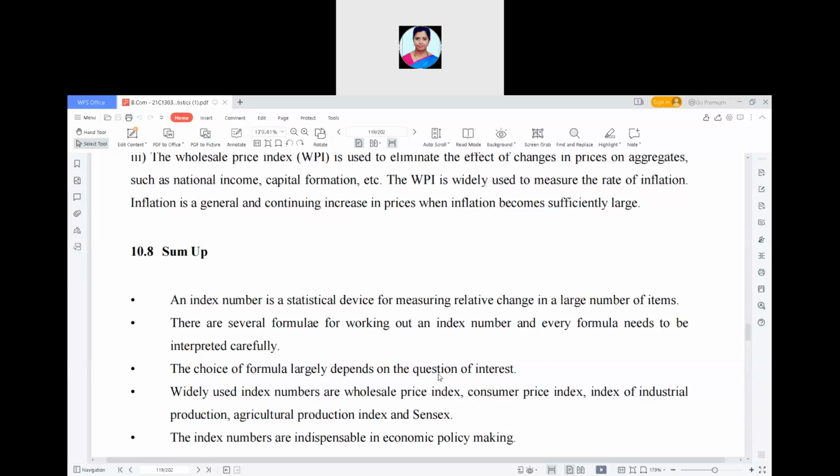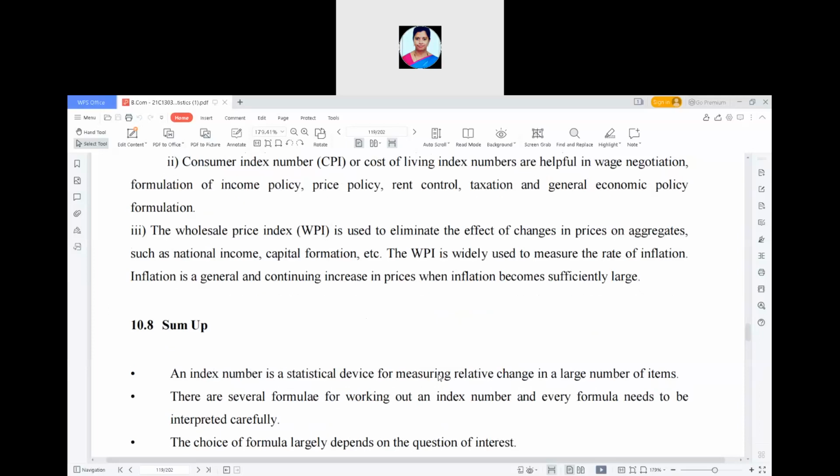The choice of formula largely depends on the question of interest. We are familiar with the use of index numbers, which we always use. These are the wholesale price index, the consumer price index, the index of industrial production, the agricultural production index, and the Sensex. We often use these index numbers.